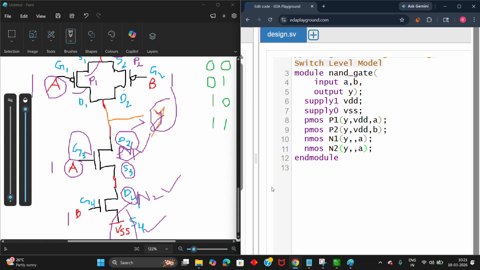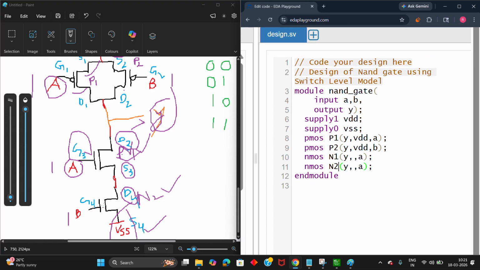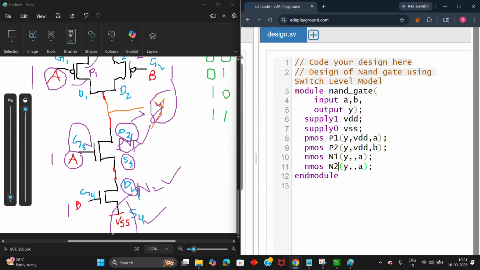What is connected to N2? For the drain terminal of N2, what is connected? We have connected it with the source terminal of N1, so you just remove it. We haven't connected Y, so I am going to remove it. You just leave it. I am going to tell you what we need to do.